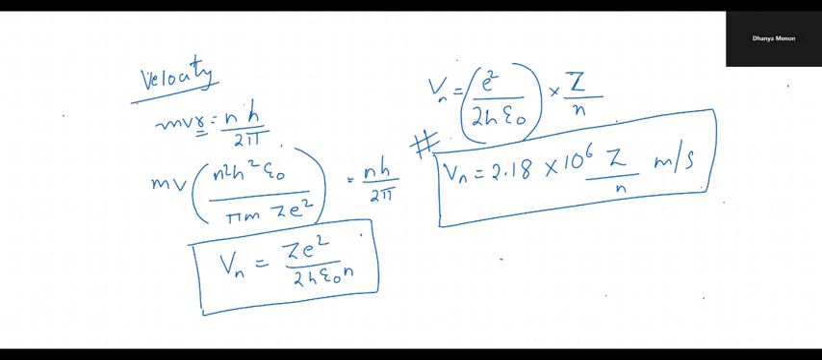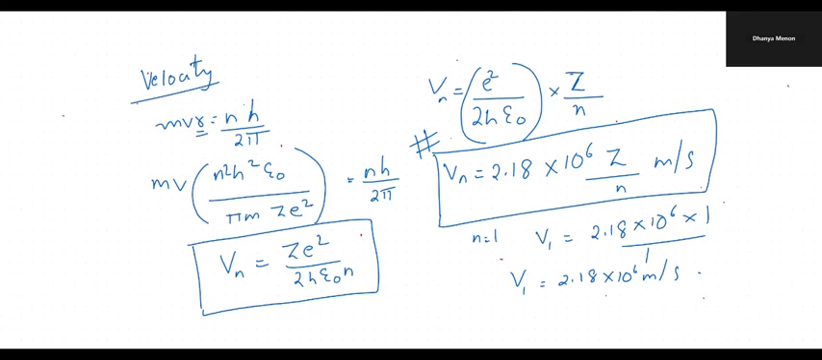So if I say the speed of hydrogen in the first shell, how do you calculate? We just have to substitute the value. Hydrogen, the Z value is 1, N value is 1. So the speed of hydrogen in the first shell is 2.18 times 10 raised to 6 meter per second, because it is speed. Similarly, you can calculate for different atoms with different atomic numbers and different shell numbers.